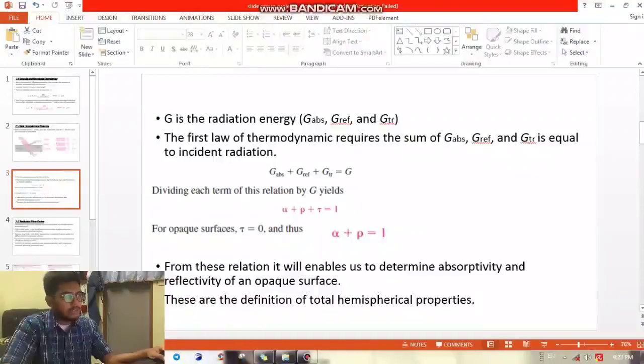From this relation, it will enable us to determine absorptivity and reflectivity of an opaque surface. Okay, these are the definitions of total hemispherical properties.